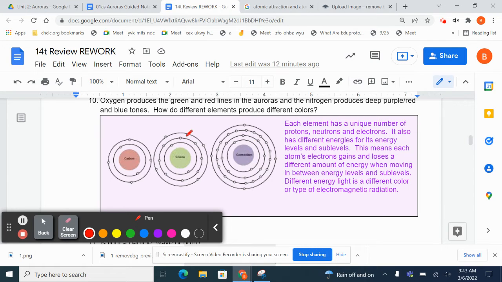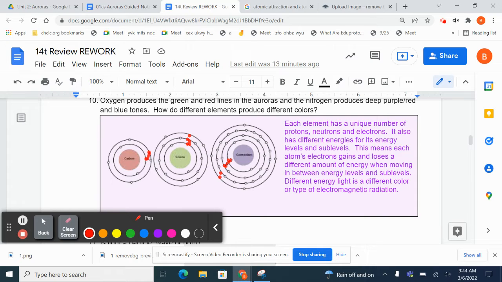So even though these all have energy level 1, energy level 2, and energy level 3, here we've got energy levels 1, 2, 3, and 4. Here we only have 1 and 2. Even though they all have 1 and 2 in common, the energy levels for 1 and 2 are different for different elements. So when for carbon, say an electron jumps from energy level 1 to energy level 2, and silicon does the same thing or germanium does the same thing, they absorb different colors of light because their energy levels are at different energies.